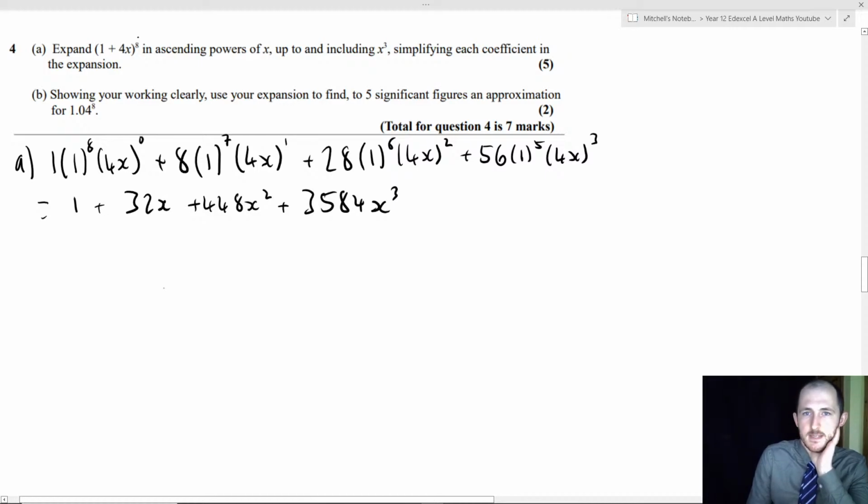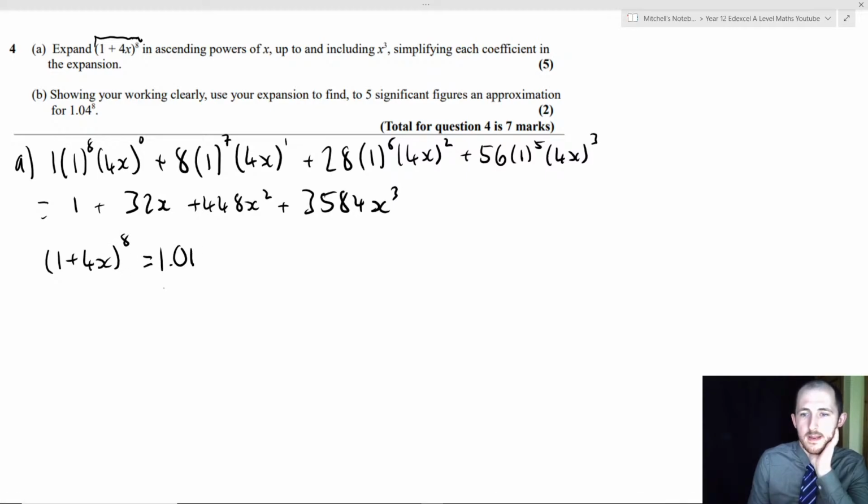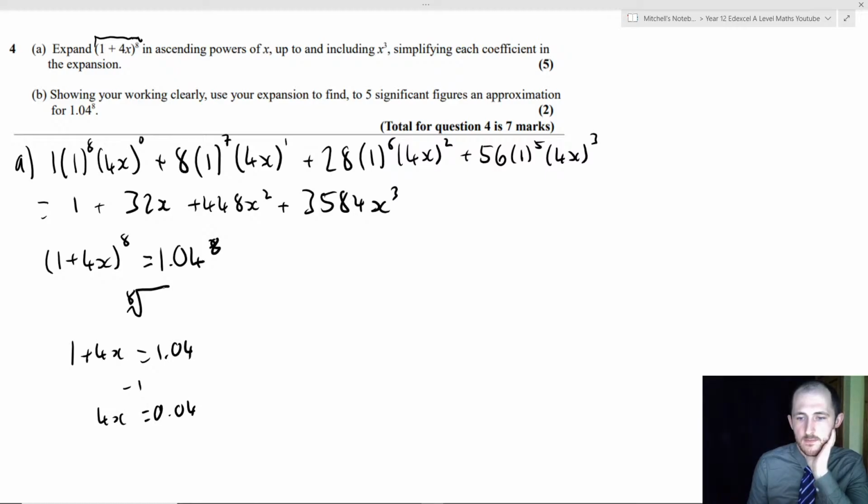Again, this expansion is for this thing here. So we have 1 plus 4x to the power 8. And we want to work out what we need for x to be in order to get an approximation. So again, we're taking the 8th root this time. So that'll be 1 plus 4x equals 1.04. Subtract 1. 4x equals 0.04. Divide by 4. x equals 0.01.